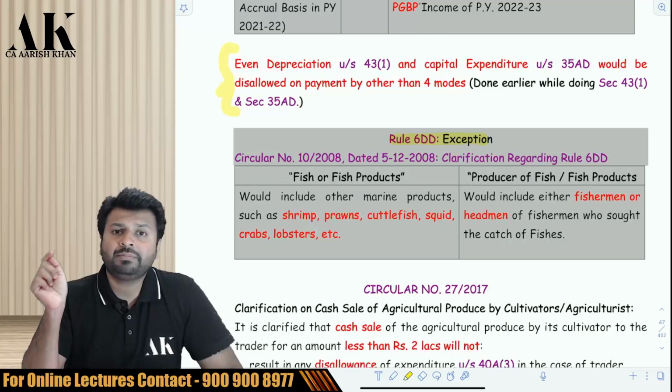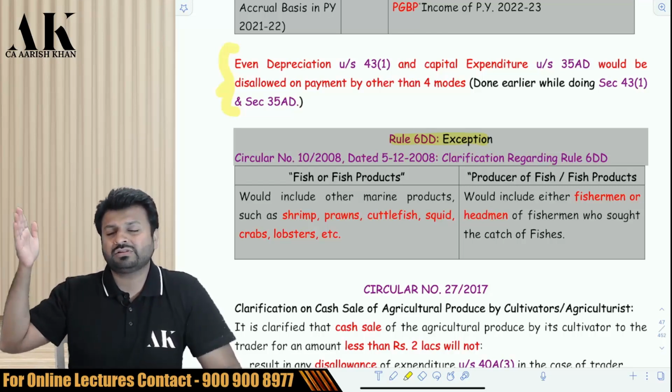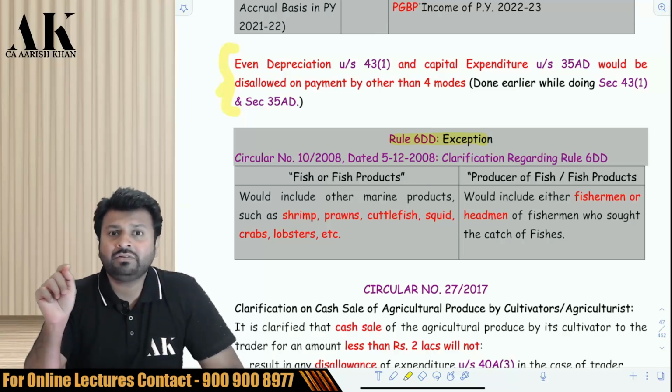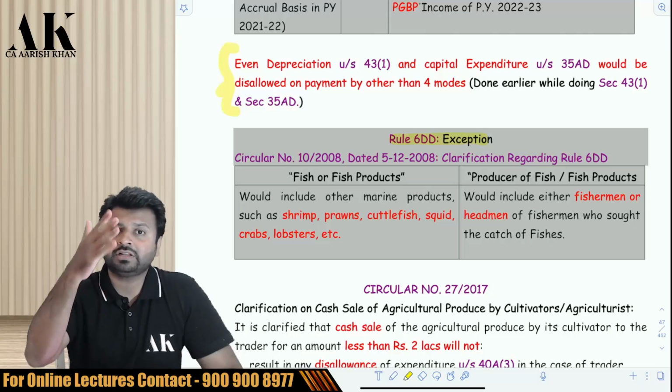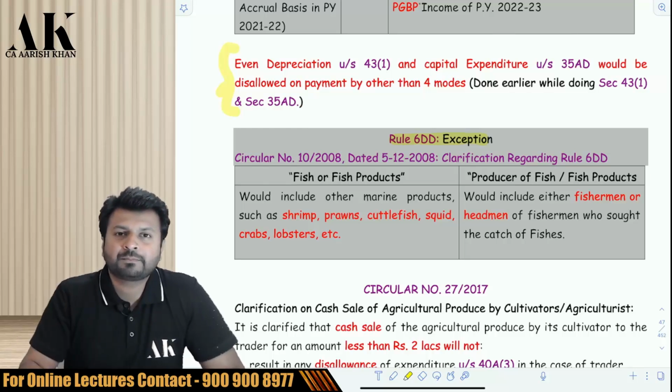If you make a payment on a public holiday, it is not allowed now. Earlier, till 2020, if you had made a payment on a public holiday or the day on which the bank was on strike, it was allowed. But now it is disallowed. Even if you are making a payment on a public holiday, you have to make it by account payee cheque, account payee draft, ECS or such an electronic mode. Henceforth, I will be speaking of this as 4 modes.